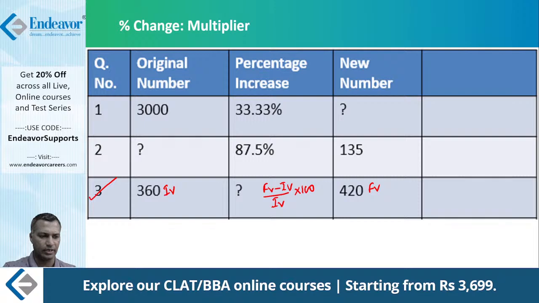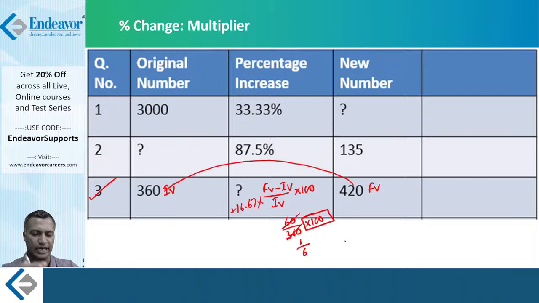360, 420. So you apply this: the difference between them is 60, divided by the initial value 360, into 100. Leave this, it's a black box, at least take this 6 one time, 6 times solid, therefore 1 by 6. So you can write this as 16.67%. That's an increase. Let us keep it as it is for now.